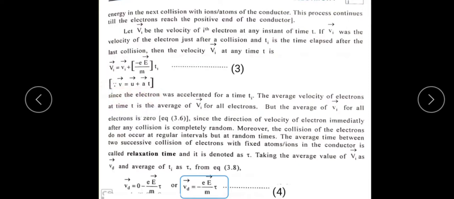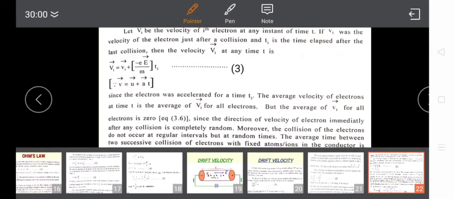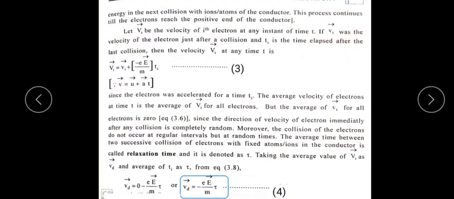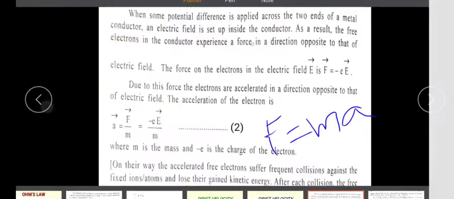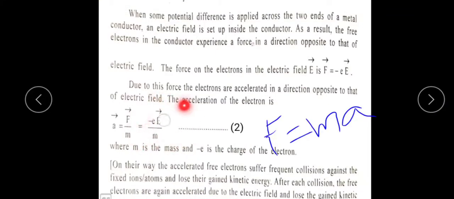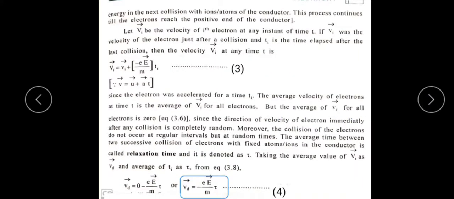So V means the final velocity at time t, and in place of u, the velocity just after collision is taken as vi. Then a means acceleration, which we already took from this equation: a is equal to minus capital E e divided by m, and t is the time.